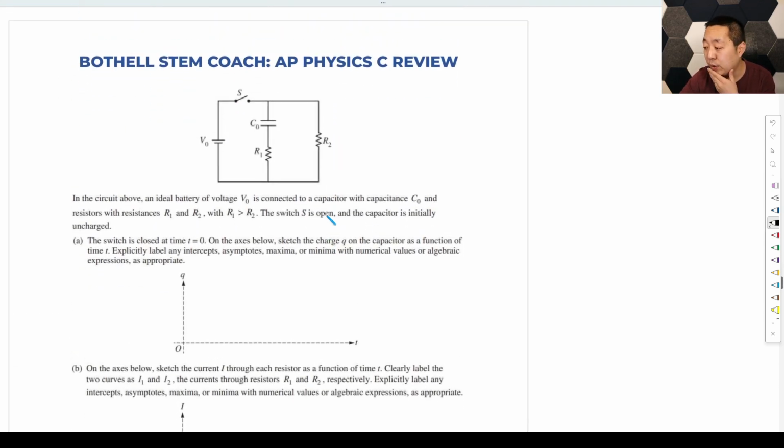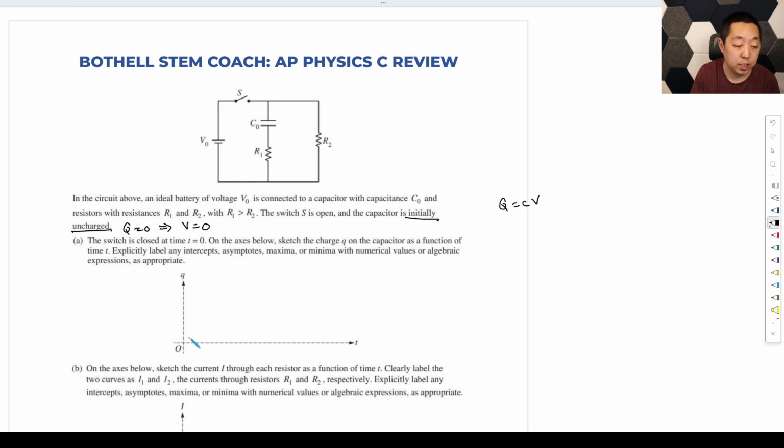Okay, let's look at a few FRQs now. Circuit above, an ideal battery of V0 is connected to a capacitor with capacitance C0 and resistances R1, R2. R1 is bigger than R2. The switch is open, and the capacitor is initially uncharged. Uncharged means Q is 0, and that implies that the voltage on the capacitor is 0, because Q equals CV, right? If I know the charge, then I know the voltage, the relationship between them. The switch is closed at time t equals 0. On the axis below, sketch the charge Q on the capacitor as a function of time. Explicitly label any intercepts, asymptotes, maximum, minimal numerical values, or algebraic expressions as appropriate.